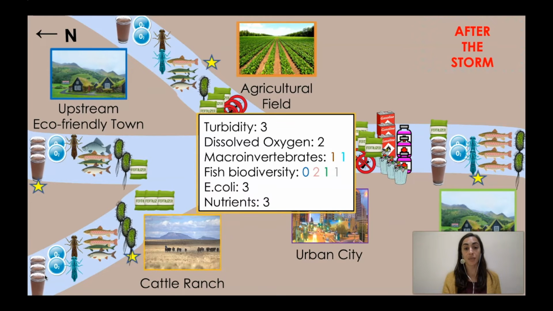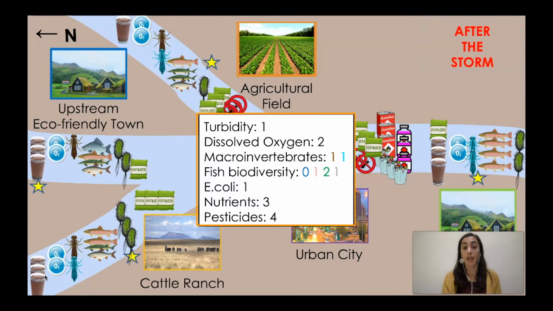For the cattle range, we have 3 turbidity cards, 2 dissolved oxygen, 1 healthy macroinvertebrate, and 1 unhealthy macroinvertebrate. For the fish biodiversity, we have 0 for the blue species, 2 for the pink species, 1 for green, and 1 for gray. Then we have 3 E. coli cards and 3 nutrient cards. The next is going to be the agricultural field.